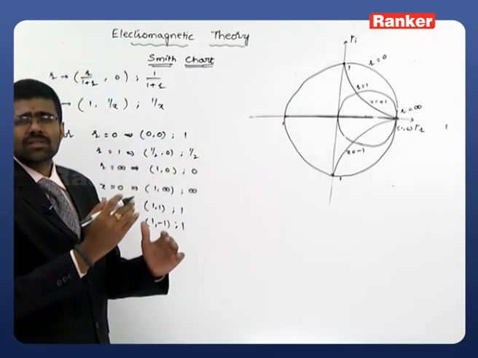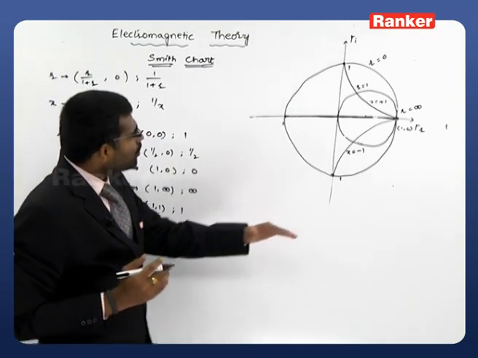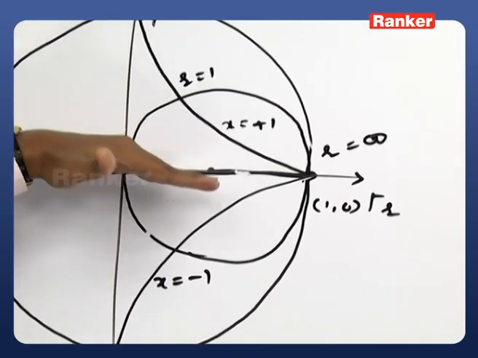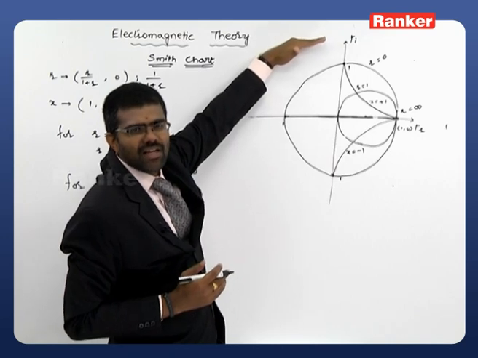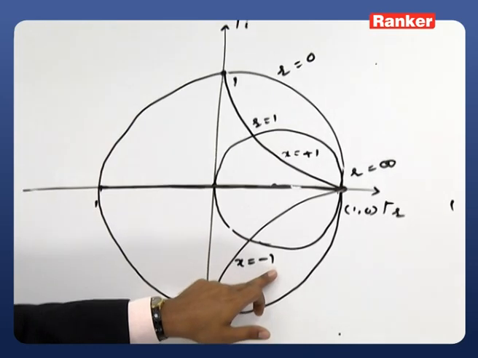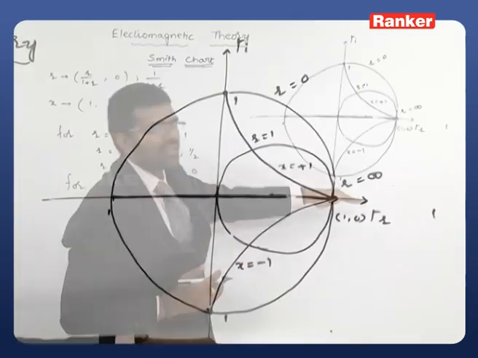Clearly with this particular step you can conclude. Whatever the values of x which are positive, they lie above the real axis. They lie above the real axis. Whatever the values of x which are negative, they lie just below the real axis.